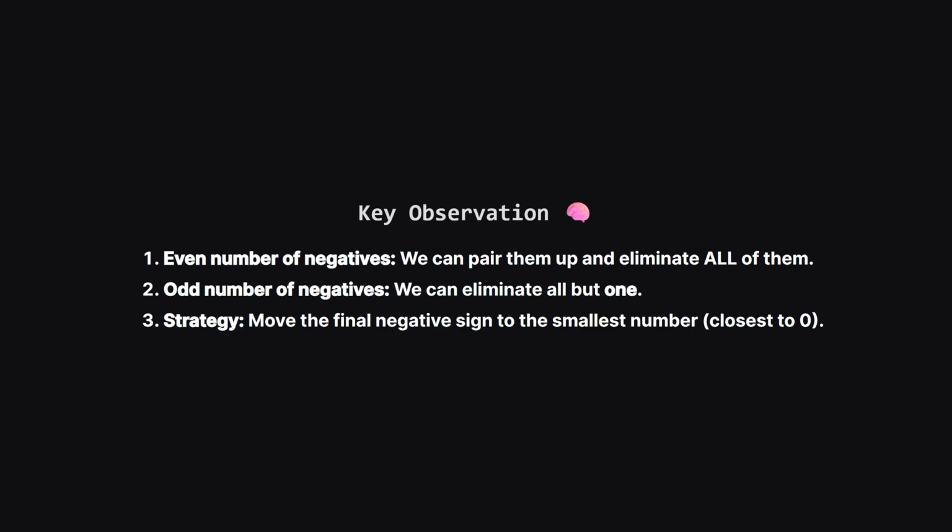This leads us to the aha moment. Since we can move negative signs anywhere, if we have an even number of negative values in the entire grid, we can eventually bring them all together in pairs and cancel them out. The result? Every single number becomes positive. However, if we have an odd number of negatives, one negative sign will always remain. We can't get rid of it. So to maximize the sum, we should force that single unavoidable negative sign onto the number with the smallest absolute value in the whole grid.